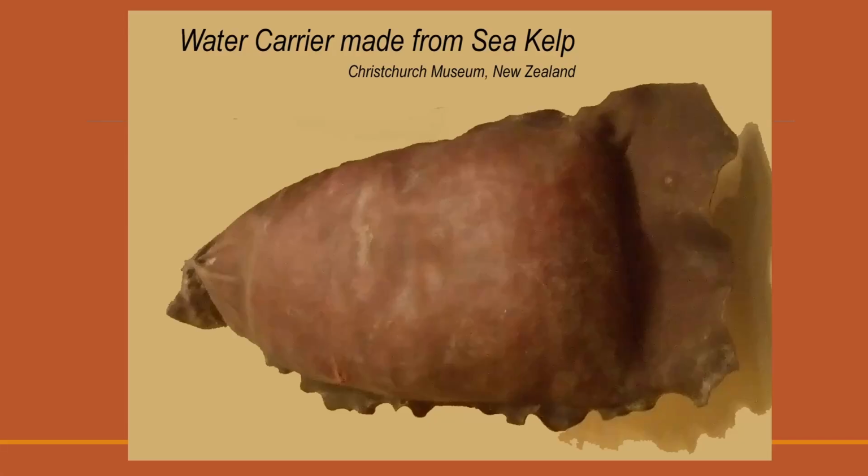Here is an old sea kelp water carrier from the Maori people in New Zealand. Their needs for fresh water were really high, and they discovered they could carry it about in a bag made from sea kelp.